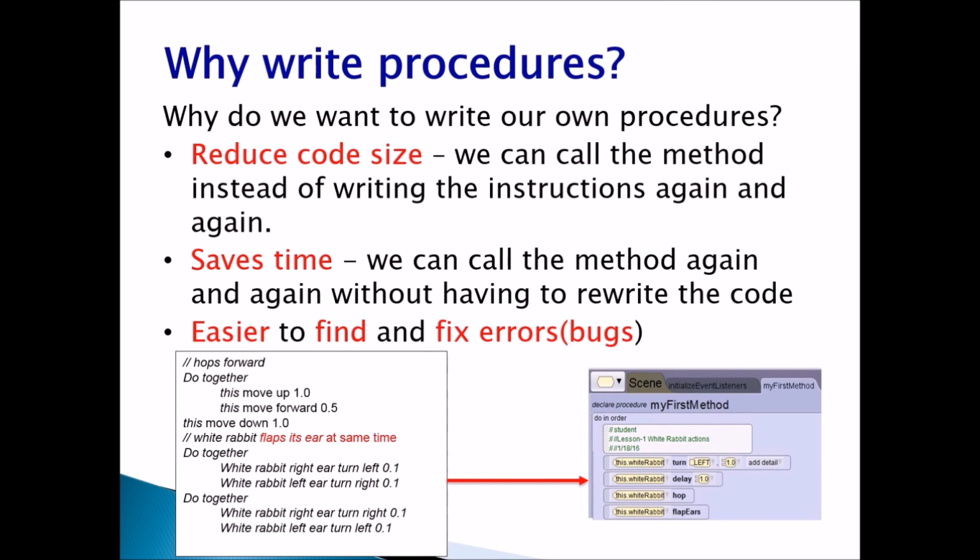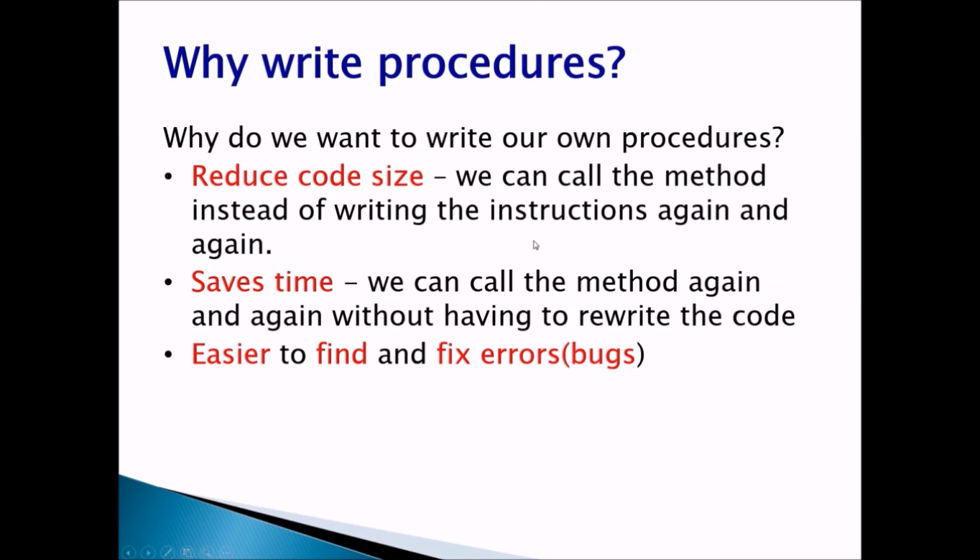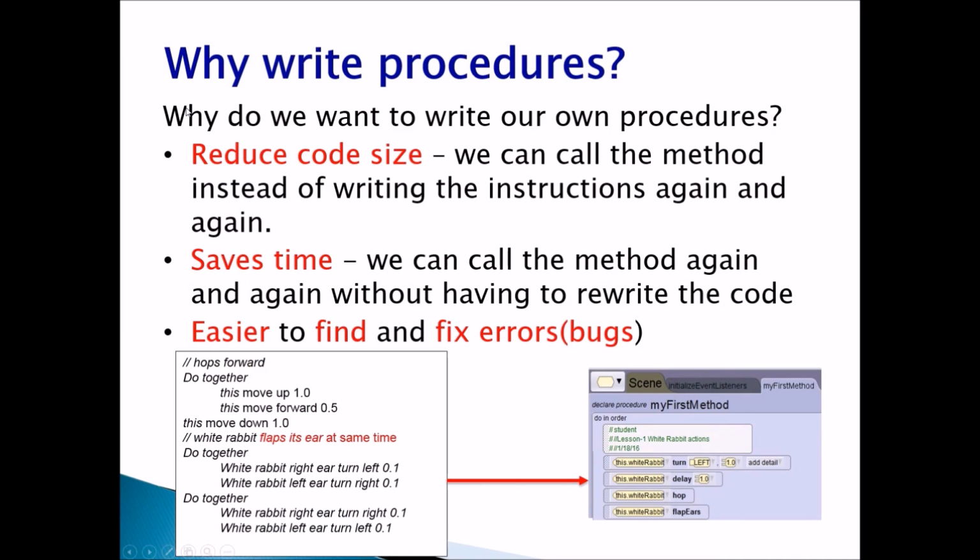We learned how to create a hop biped procedure, and we learned how to create a flap ears white rabbit procedure. Now that we have known how to create and call a procedure, why do we want to write our own procedures? Most importantly, it reduces the code size. In our algorithm here, we wrote step-by-step actions for the bunny to hop and flap ears. If you take a look at this algorithm and then look at the size of the code, you can see it's half of it. So most importantly, it reduces the code size.